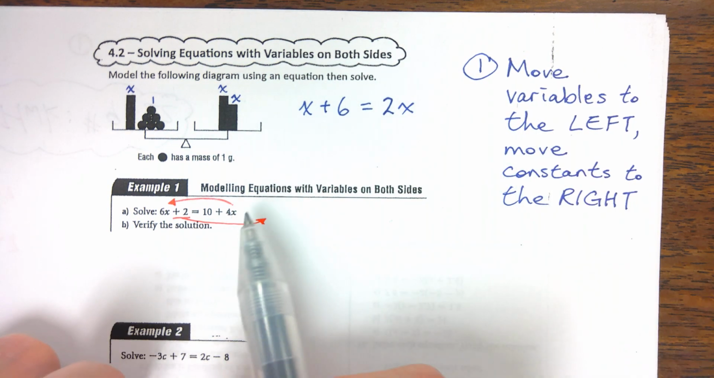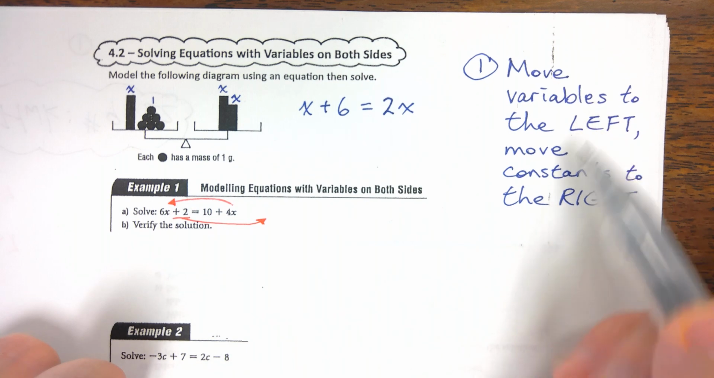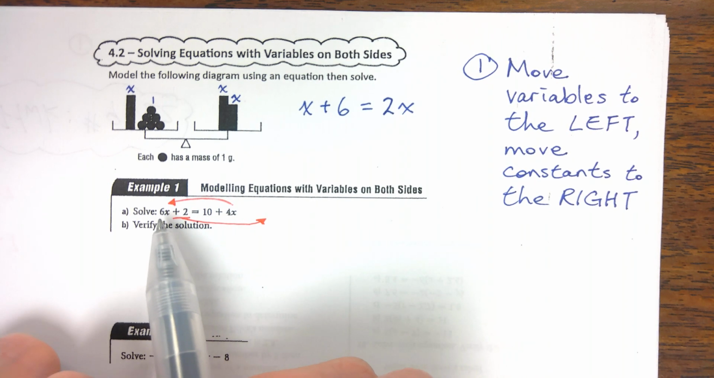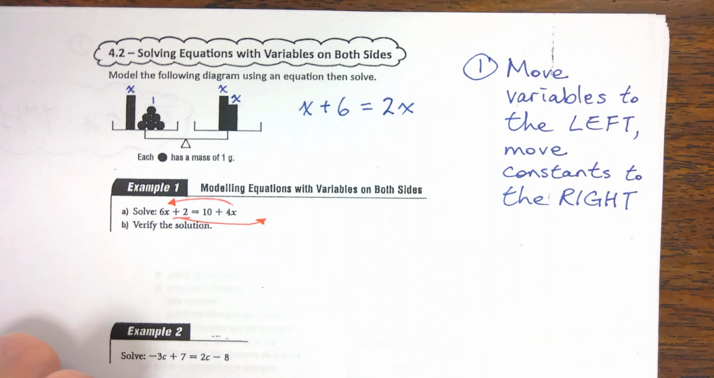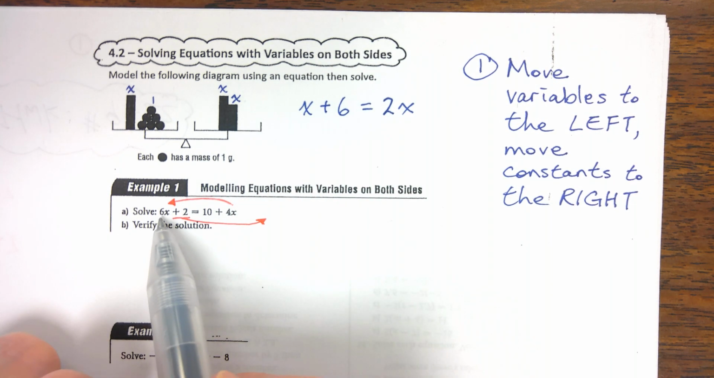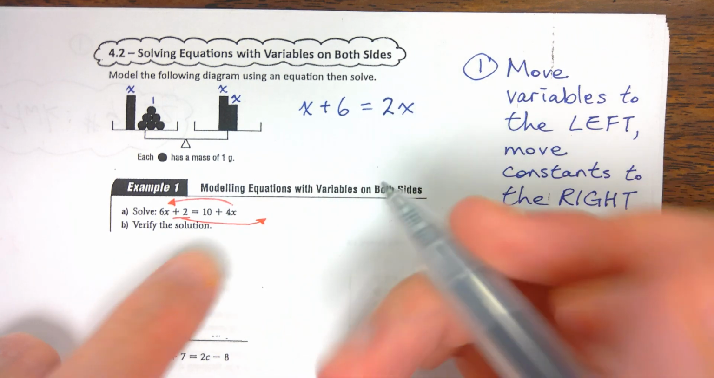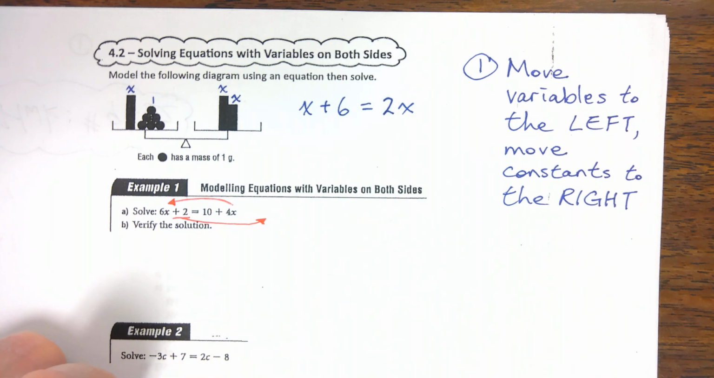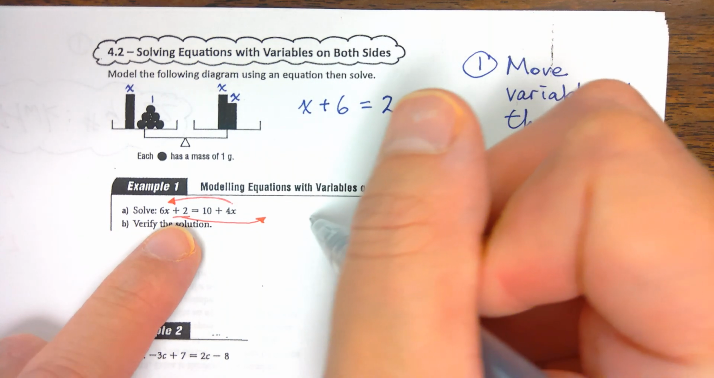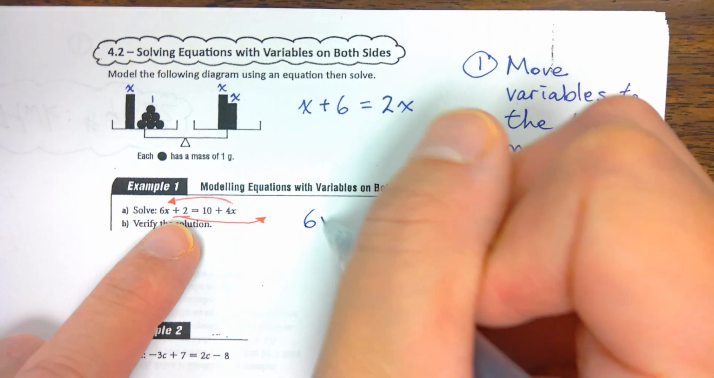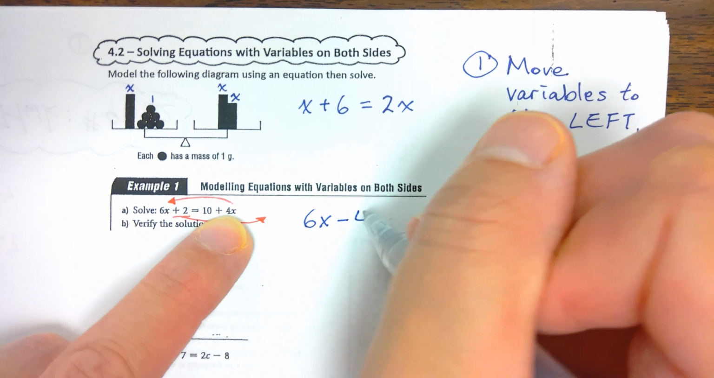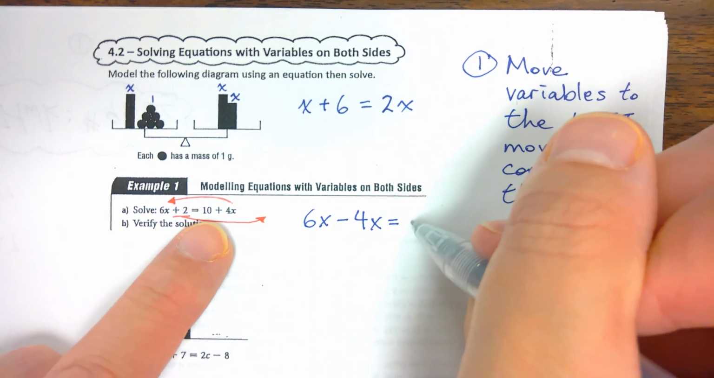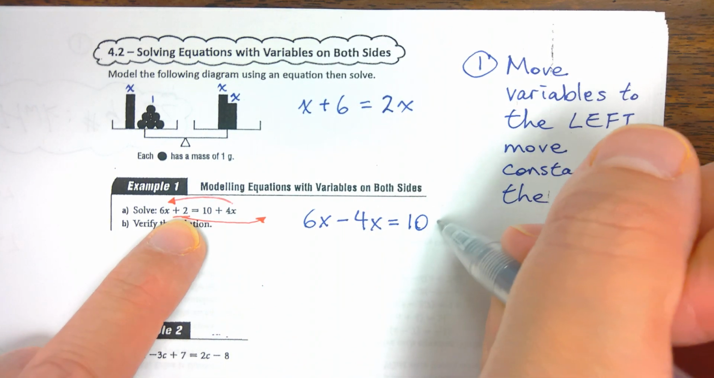Move the variable terms, which is the 4x. Okay. Why don't I need to move the 6x? How come I don't need to move the 6x? It's already on the left. Right, it's already on the left side, so I don't move it. It's already there where I like it, so I just move that 4x. Whenever we move, we have to do the inverse operation. So don't forget to change signs. So 6x minus 4x equals 10 minus 2.